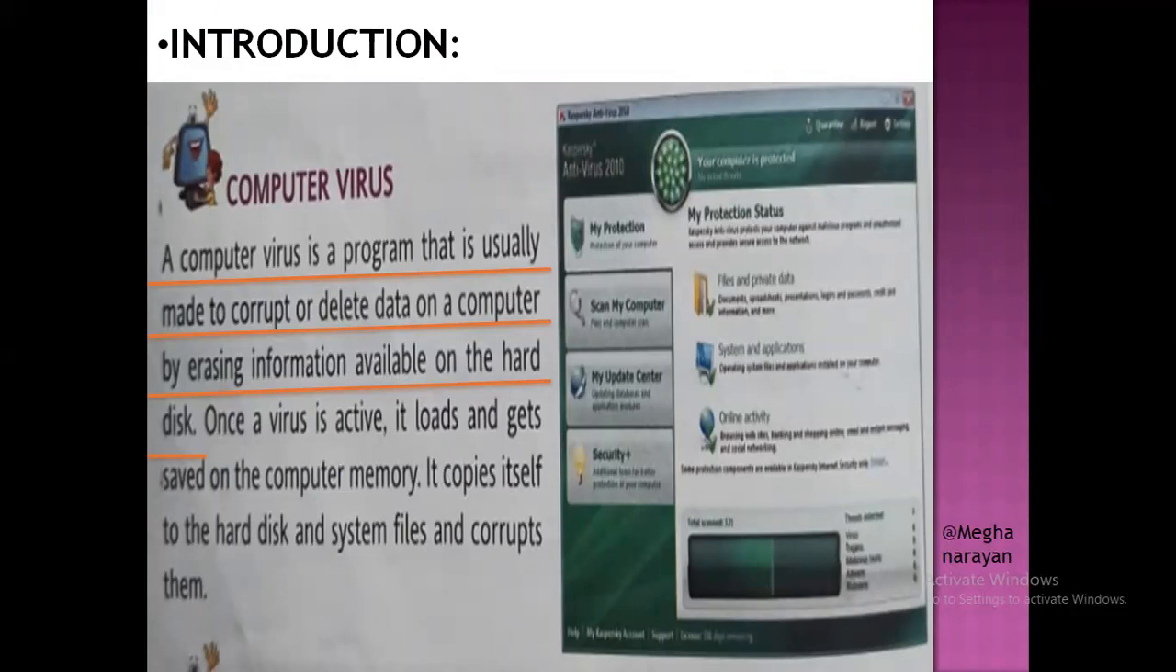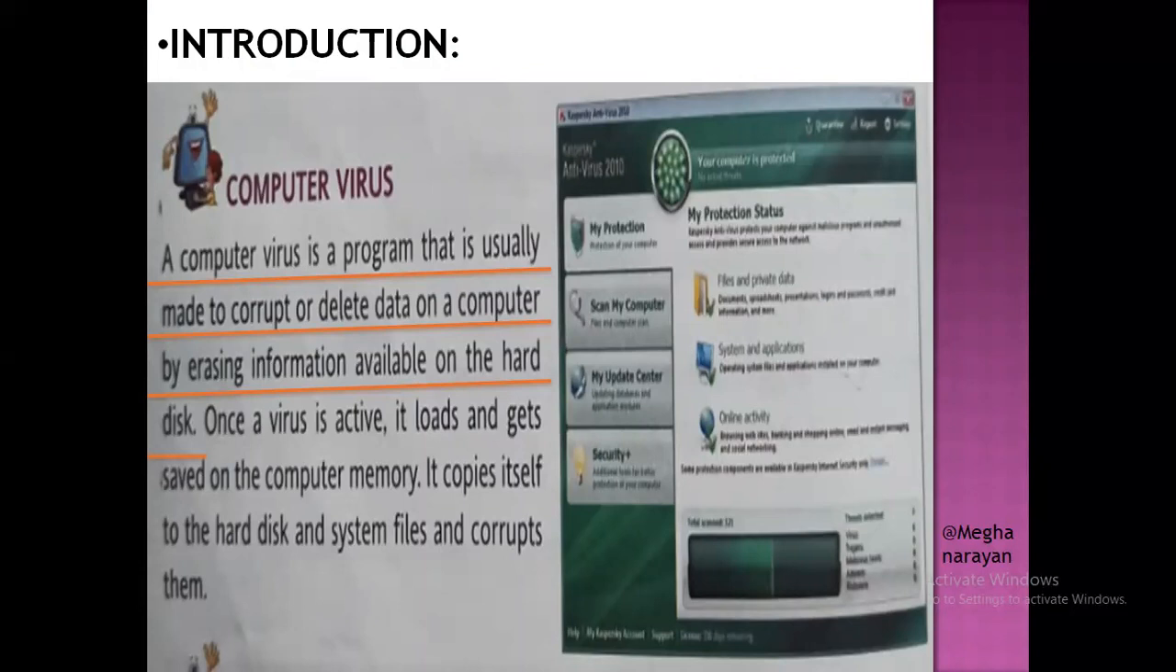The same page you can even see in your books also. Computer virus. The very first thing regarding the computer virus is to understand what exactly a computer virus is. A computer virus is a program that is usually made to corrupt or delete data on a computer by erasing information available on the hard disk. I have done nothing, just read these underlined lines. The same lines are even given in your book. This is the exact definition of a computer virus.